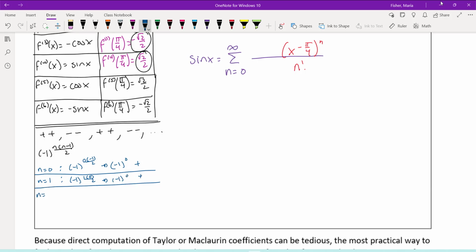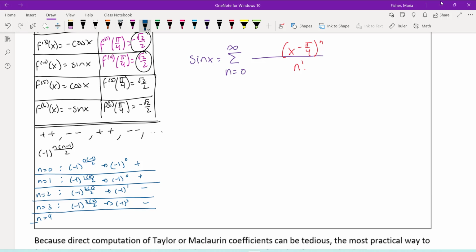What about n equal 2? Well, that would be negative 1 squared times 1 over 2, which is negative 1 to the first, which is a negative number. N equals 3. Negative 1 cubed times 2 all over 2 is going to be negative 1 cubed, which is a negative number. So far it looks really good.